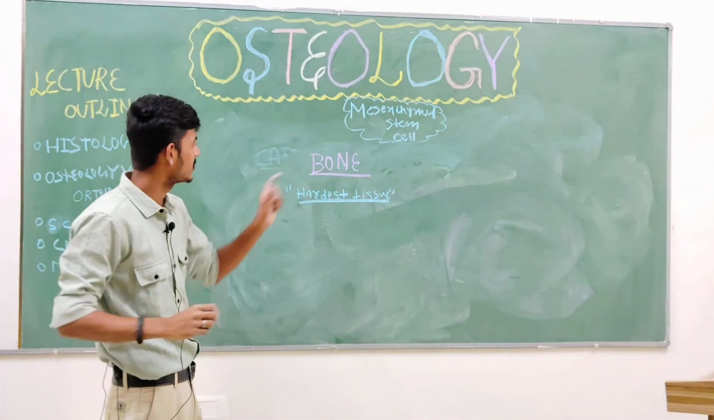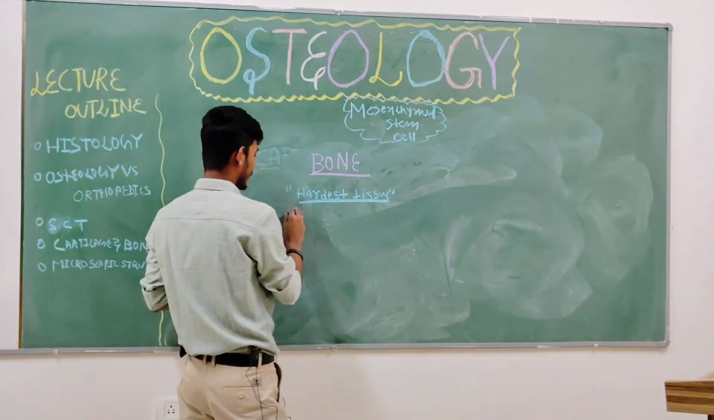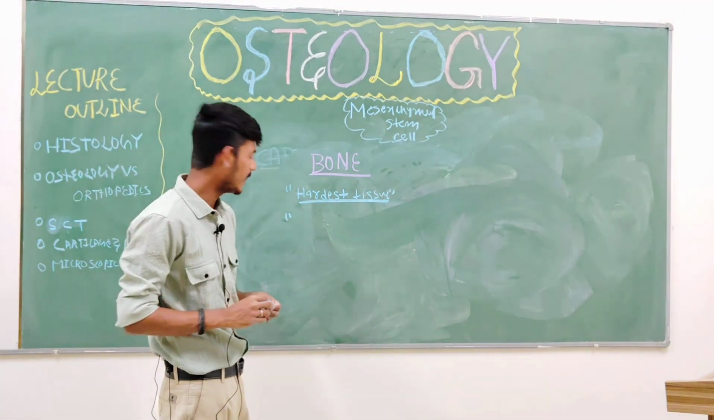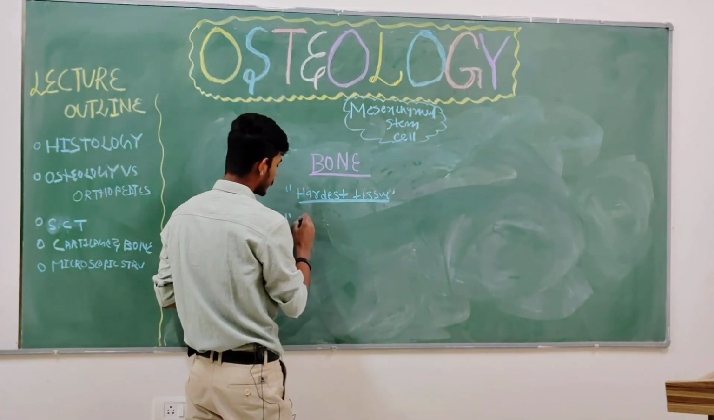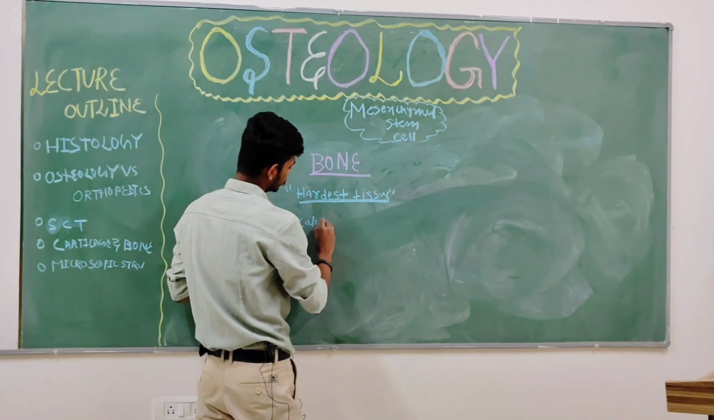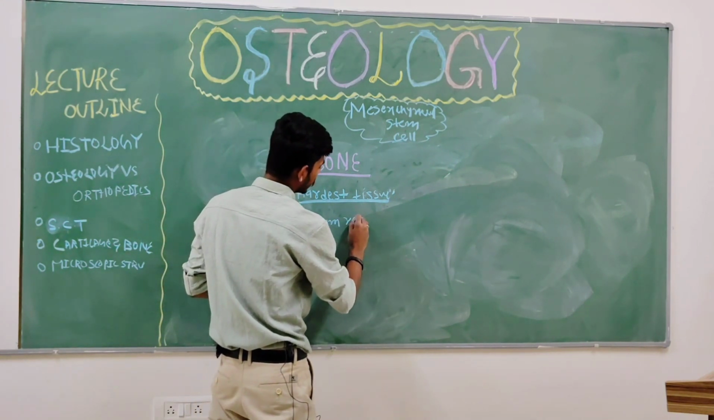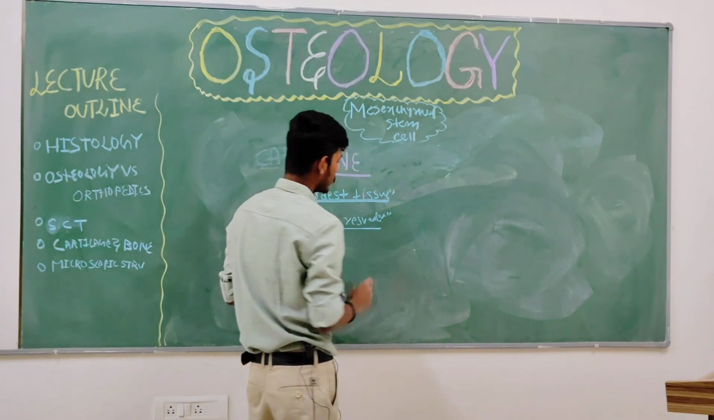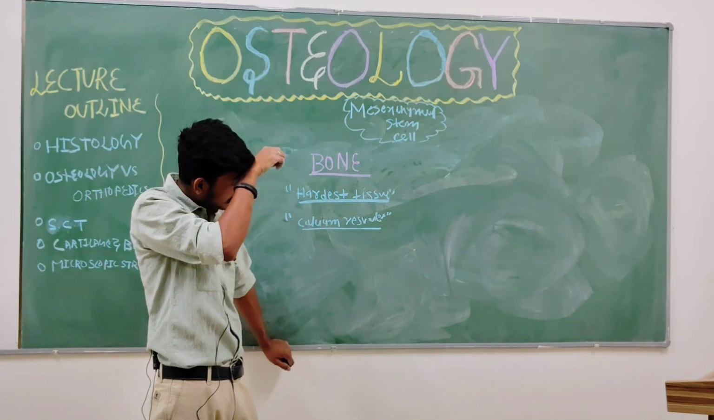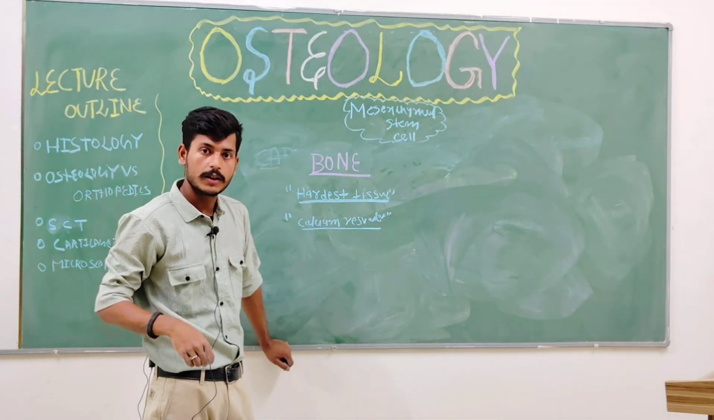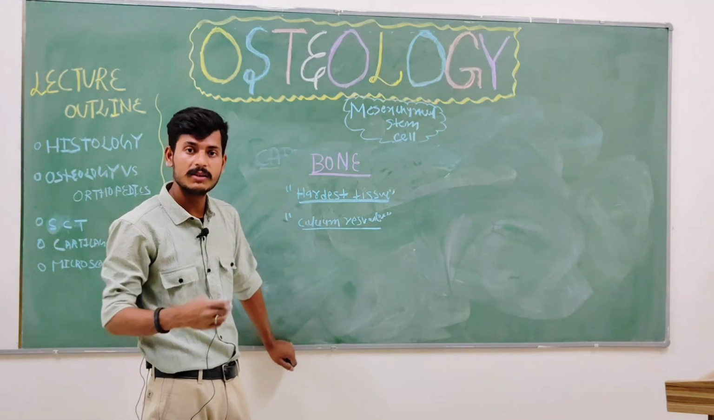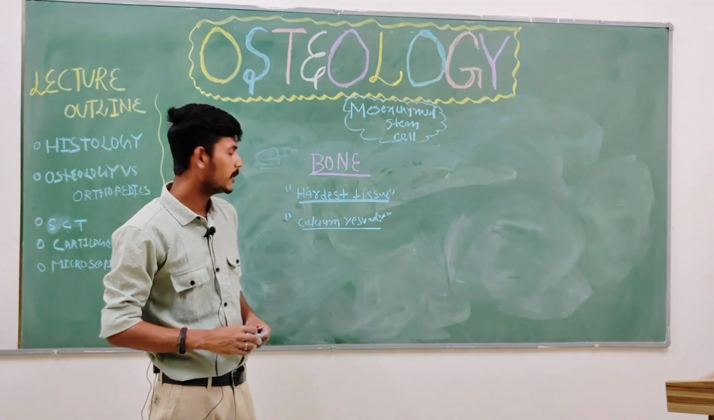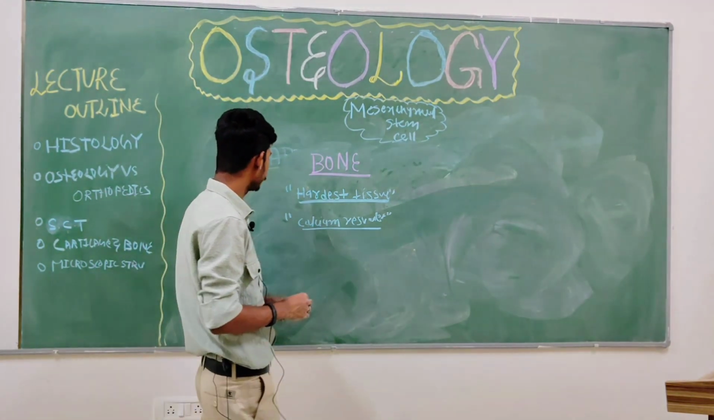These are the tags which are given to the bone. And the second tag: it's a reservoir of which element? Very good, it's a reservoir of calcium. So, calcium reservoir. You will study why it is called a calcium reservoir, because during bone ossification, bone healing, or bone remodeling, there is a release of lots of calcium which will ultimately drain into the bloodstream, understanding.